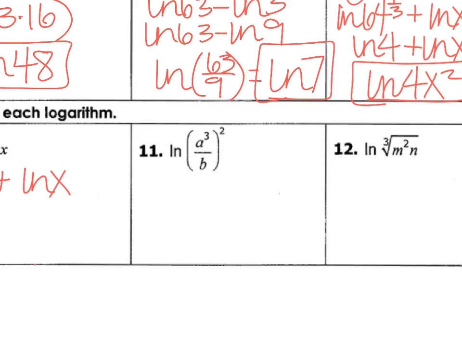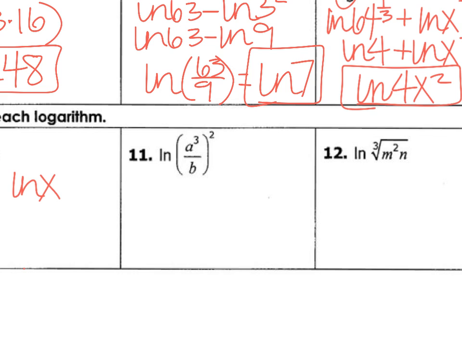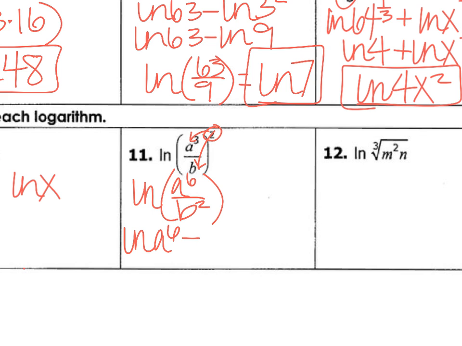All right, so looking at number 11, first thing we want to do is distribute the squared. So we want to take this squared and apply it to the a to the 3rd and to the b. So we rewrite this as ln of a to the 6th over b squared. Then we want to rewrite this using quotient rule. So we would rewrite this as ln of a to the 6th minus ln b squared.